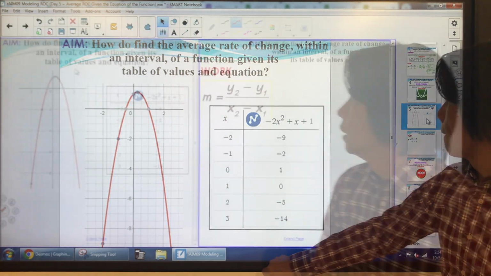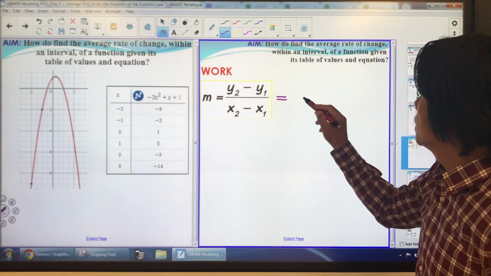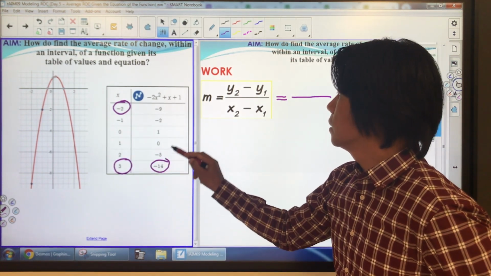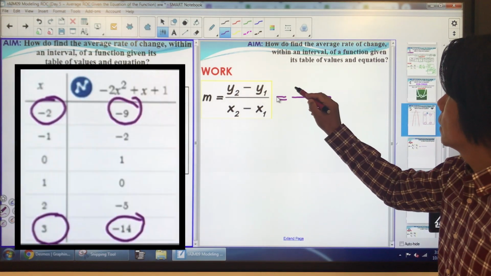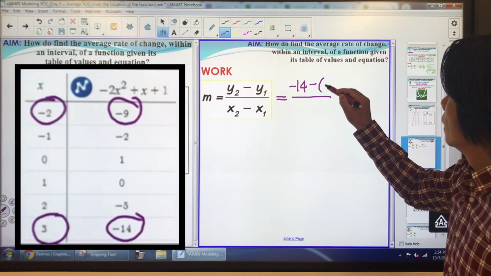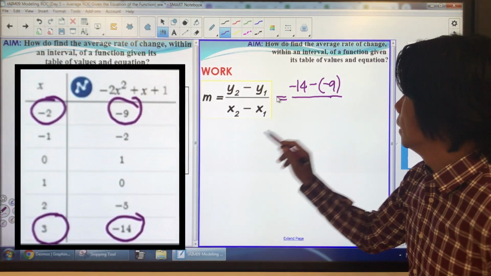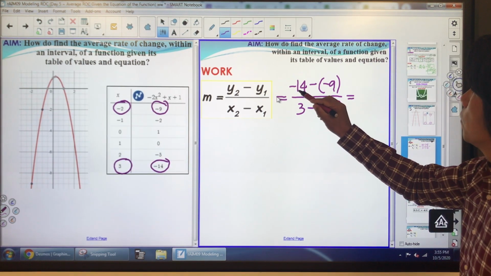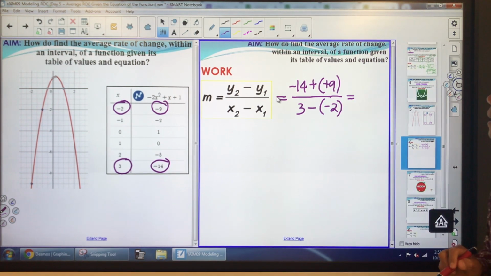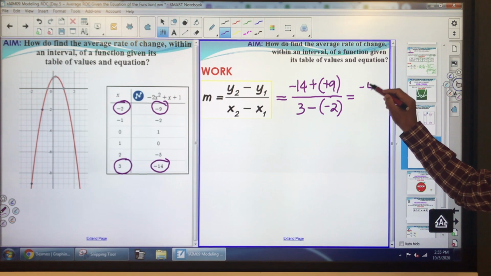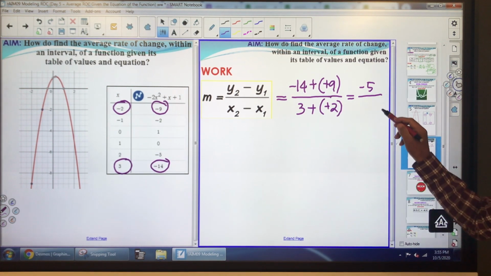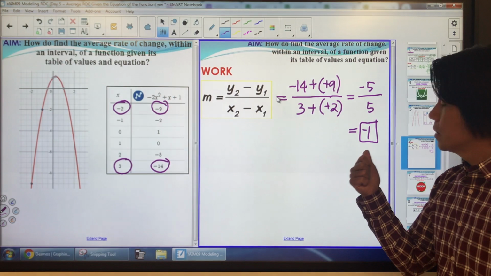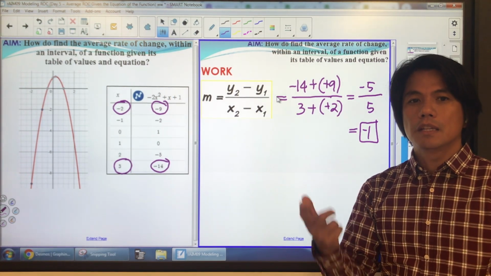So what do we do next? Let's find the rate of change, from negative 2 to positive 3. So these are the corresponding y values. Let's start from negative 14, take away negative 9, right? And then 3, take away negative 2. What is negative 14 take away negative 9? That is negative 5 over, change the sign, that's positive 5. That's negative 1. And that is the average rate of change in the given interval.